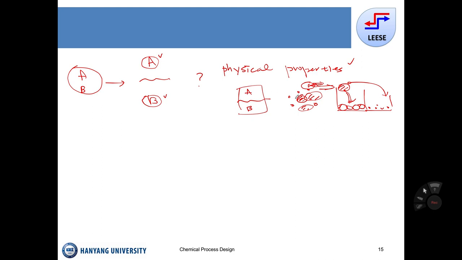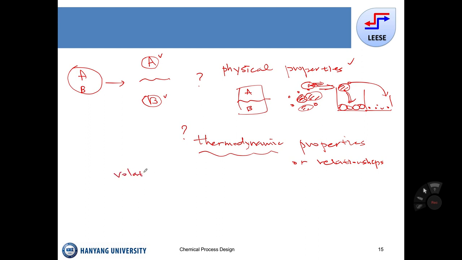If this simple operation is not working, what should I do? I need to check the thermodynamic property or thermodynamic relationship. For example, if I want to use a distillation column, I need to check the volatility. If the volatility of A and B is significantly different, so alpha between A and B is big, then I can use distillation.